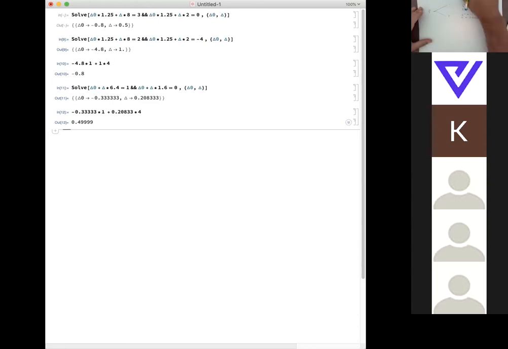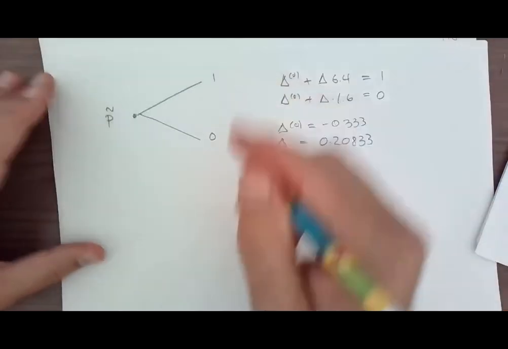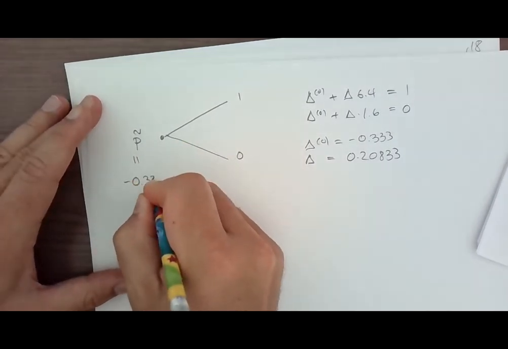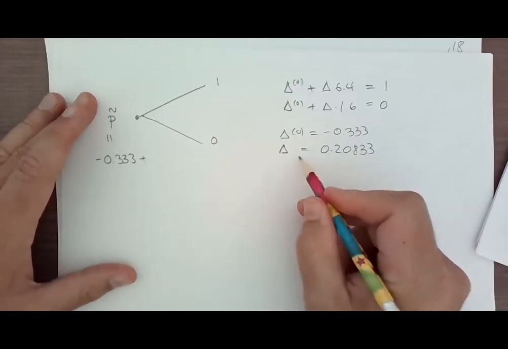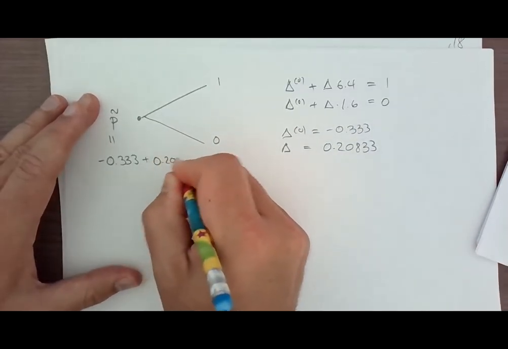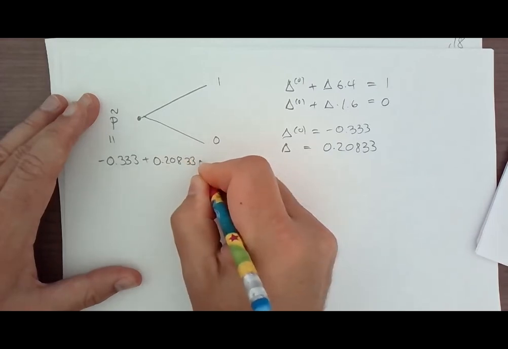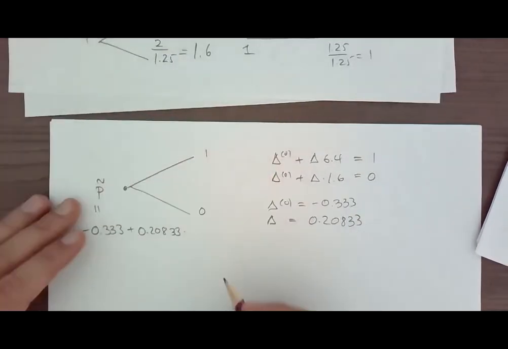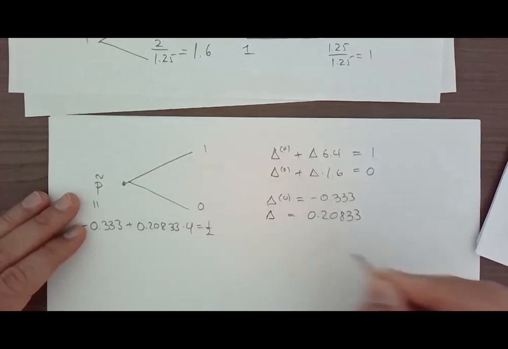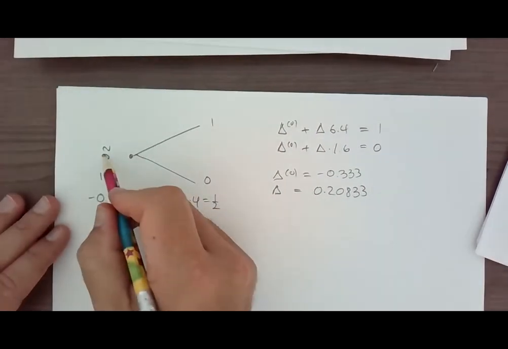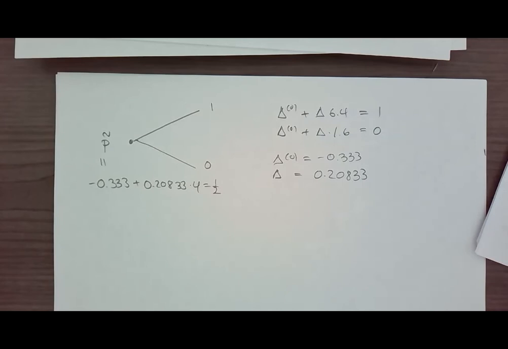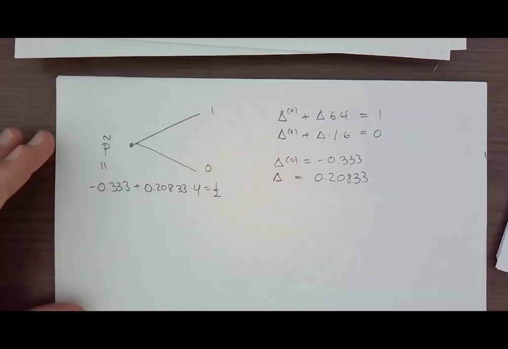Okay, so I'll report the initial value. P here is equal to minus 0.333 times 1 plus my delta, which was 0.20833, times the initial price of the stock. The initial price of the stock was 4. I plug it in, and this is equal to a half. And this is denoted by P tilde. P tilde is equal to a half. So that's one Arrow-Debreu security.